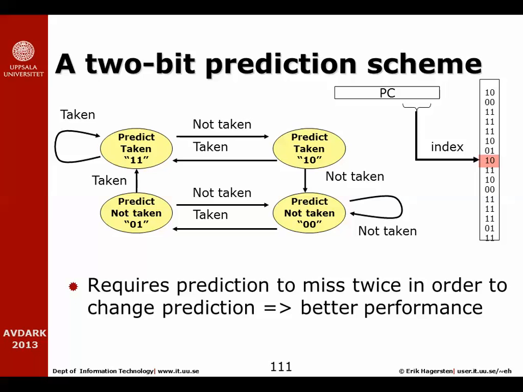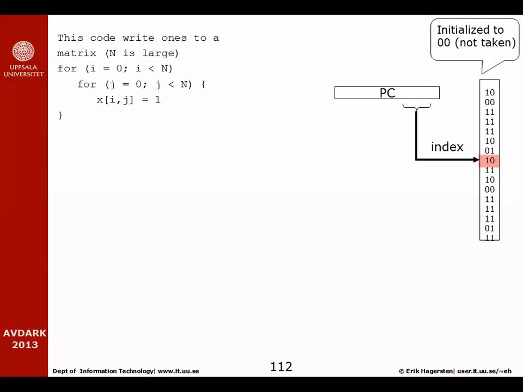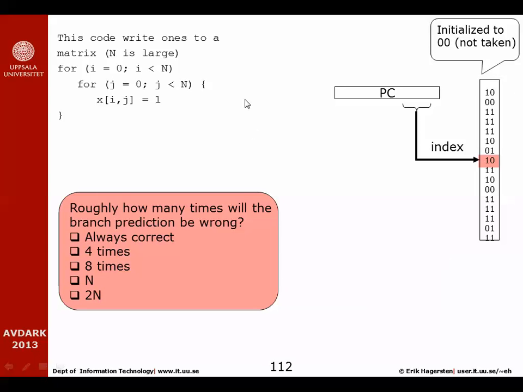So we're going to look at a very, very simple example. We walk through an n by n matrix, and for each element in the matrix, we just write the constant 1 into that location. We assume that we have this kind of 2-bit prediction, initialized to 0, 0, so it's a strong prediction not taken. That's the initialization, and we're going to execute that program. My question is, roughly how many times will the branch prediction be wrong?